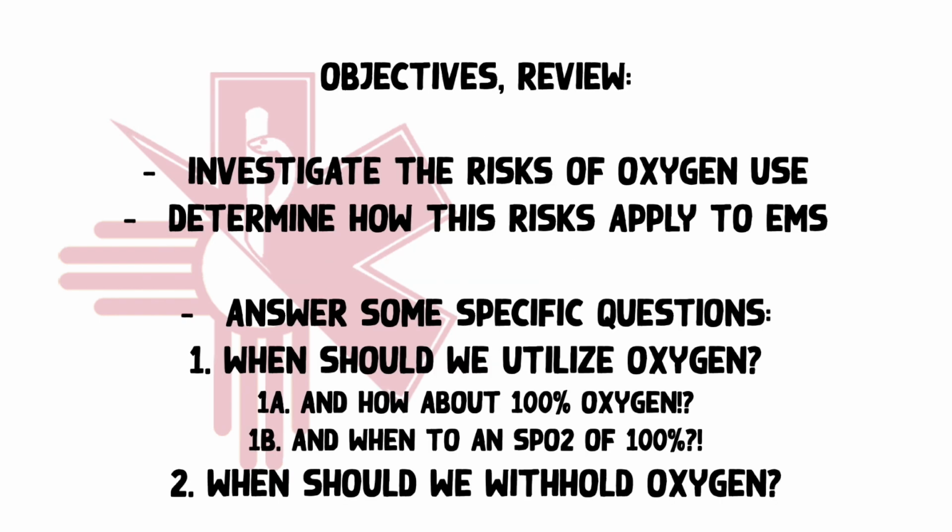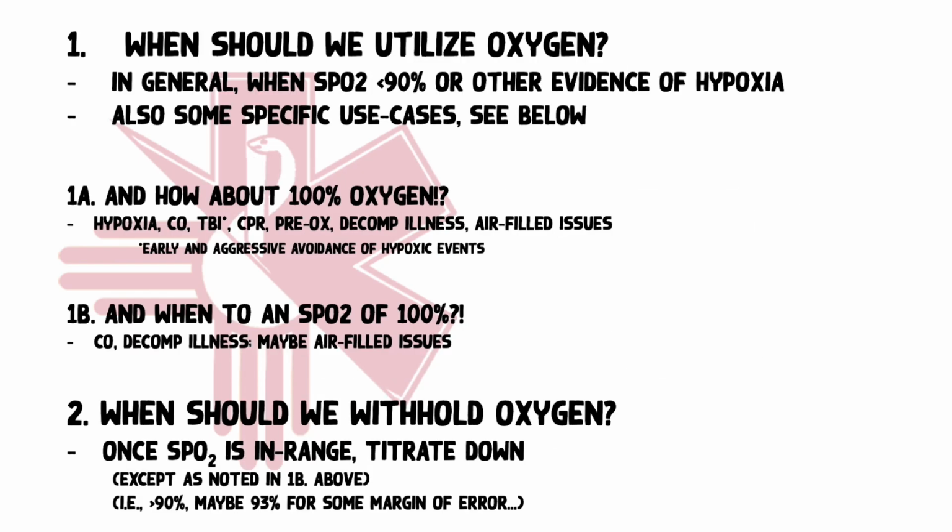Okay, let's end with just a quick review. So this is what we started with. These are the questions that we wanted to answer. So let's just put them all together with answers on one slide. So when should we utilize oxygen? In general, when our SpO2 is below goal or we have some other evidence of hypoxia. And then what about 100% oxygen?